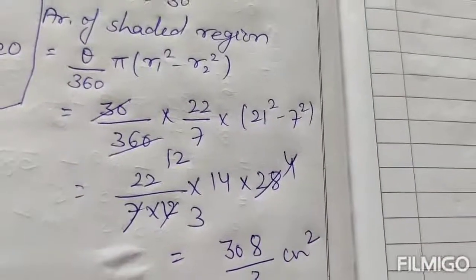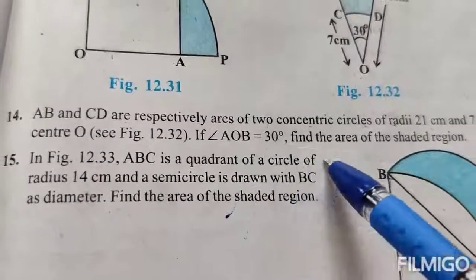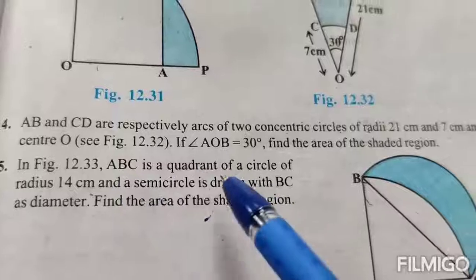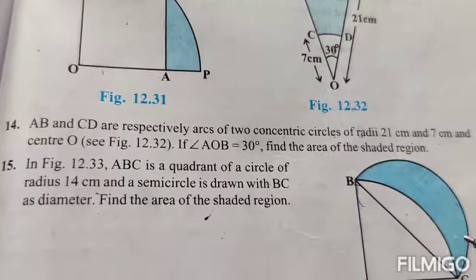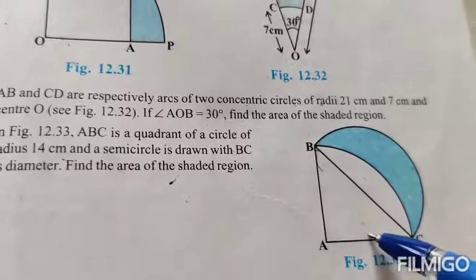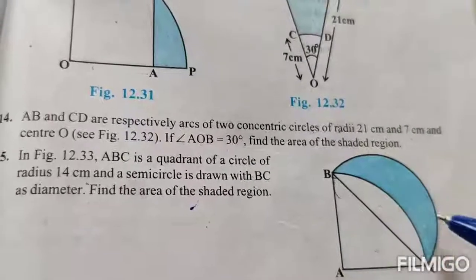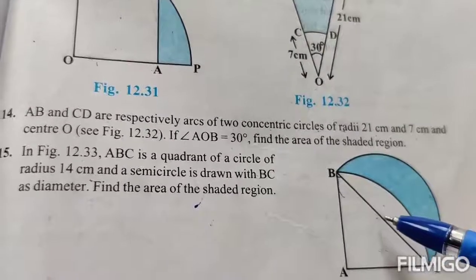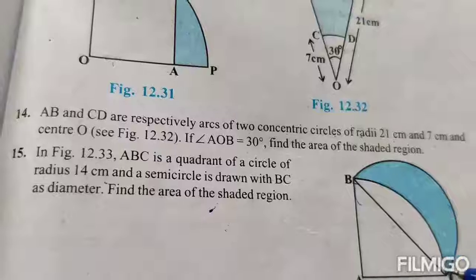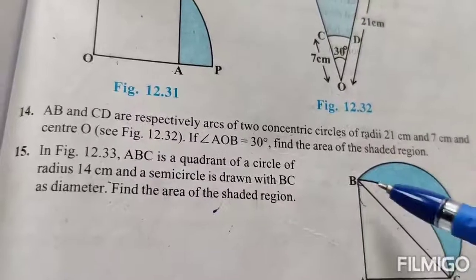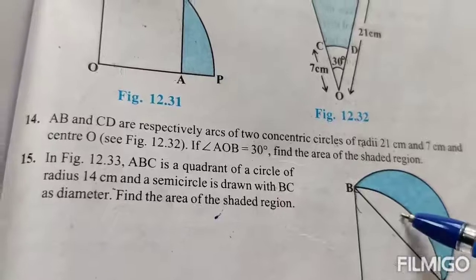Question number 15. Figure 12.33. ABC is a quadrant of circle of radius 14 centimeter. Semicircle is drawn with BC as a diameter. Find the area of shaded region. Quadrant, this is 14, AC 14 and AB 14. And this is the semicircle on this hypotenuse. Number 1, we have to find the hypotenuse BC. This is the diameter of this circle. Now we find the area of triangle plus semicircle minus quadrant.